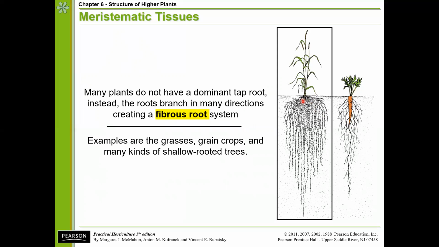And that's not really a distinguishing feature of any particular type of plant per se, but in general, monocots tend to have more of a fibrous root system. So our grasses tend to have more like that, whereas the dicots tend to have more of a taprooted system, at least at the beginning.